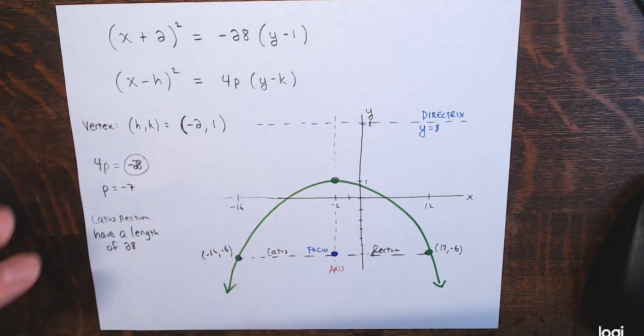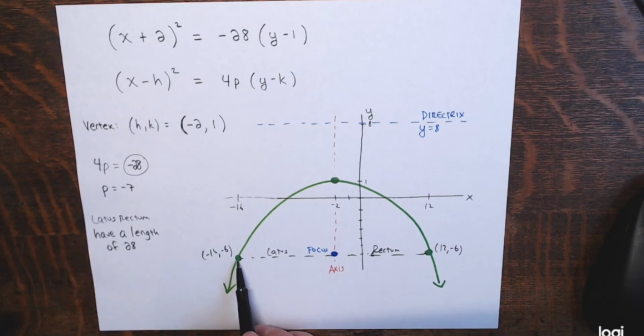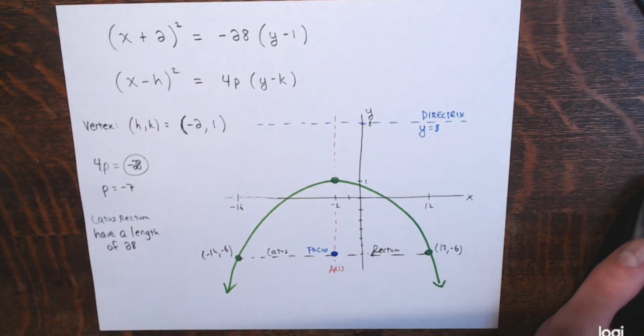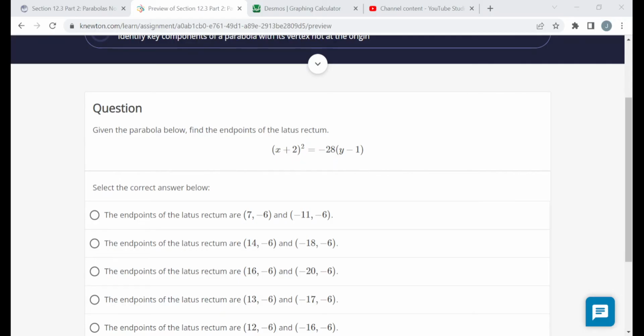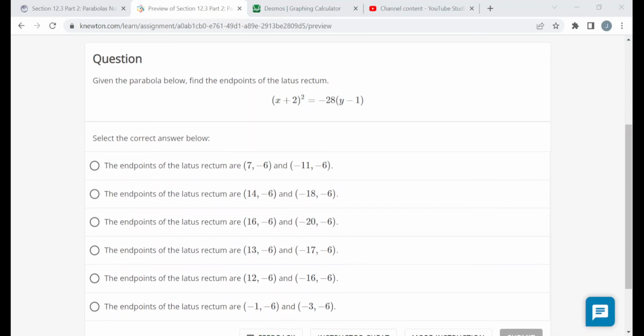And once again, you can check that these points are actually solutions of the equation, right? If you plugged in 12 for x and negative 6 for y, it should be a true statement. And if you plugged in negative 16 for x and negative 6 for y, it should also be a true statement. I'll leave that to you. But 12, negative 6, and negative 16, negative 6, that's this option right here.